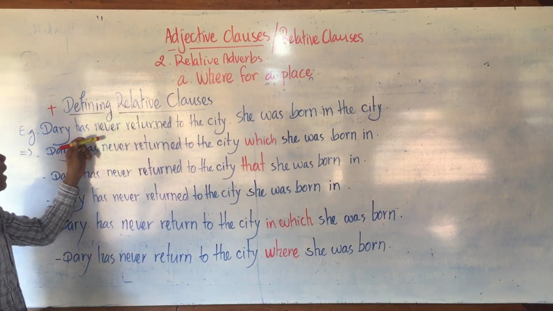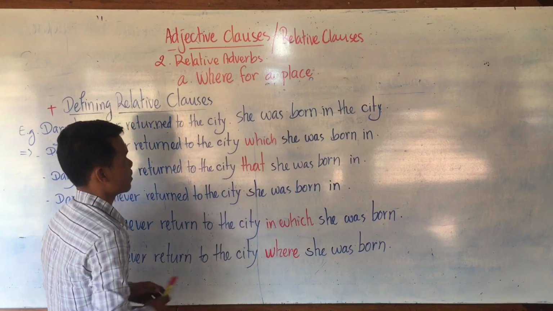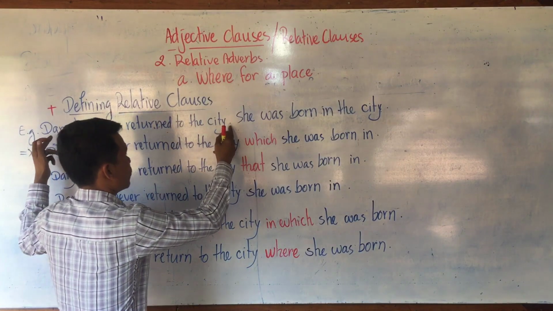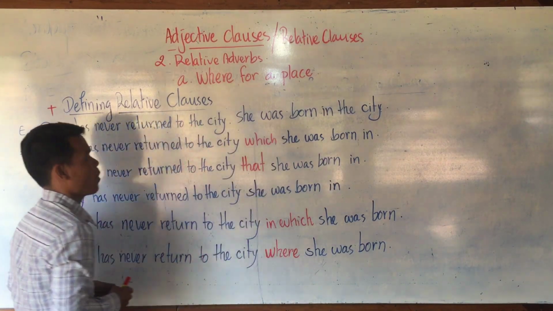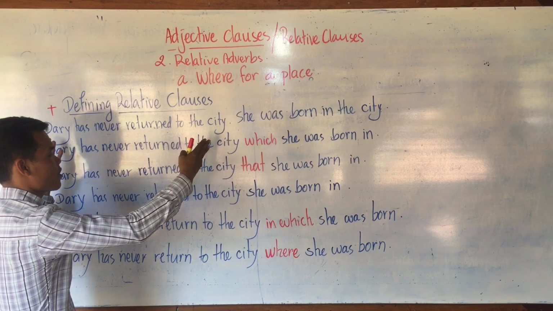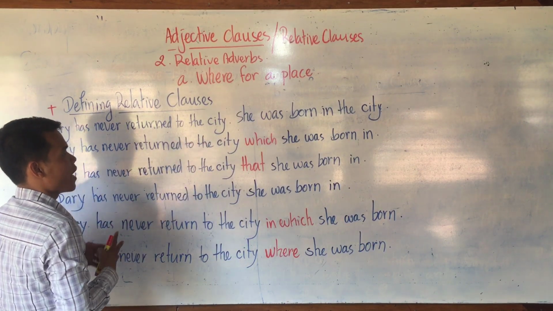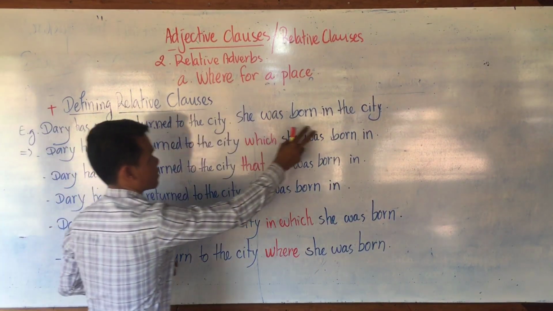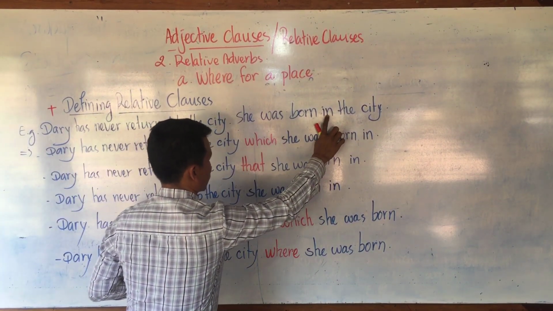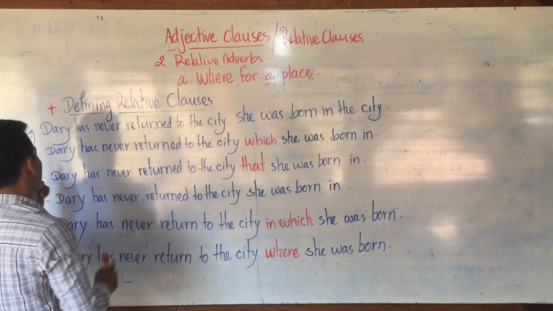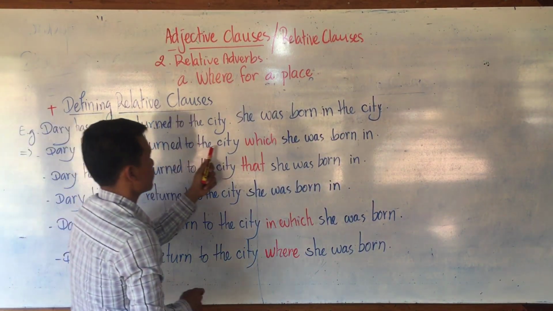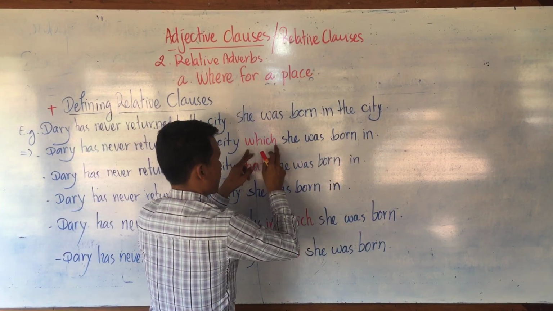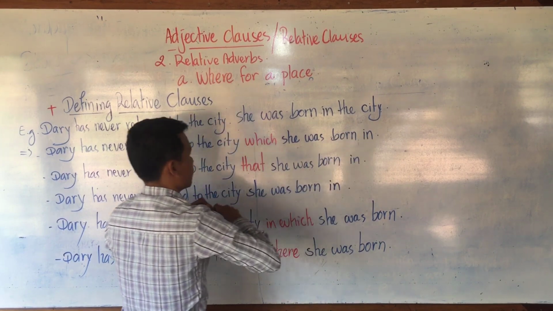Example: Dary has never returned to the city. She was born in the city. These two sentences are called simple sentences. So these two simple sentences are combined into one complex sentence. Then we can write the city and the city. So one city is the object of preposition. That's why we can write like this. Dary has never returned to the city which she was born in. So which here is object of preposition in.